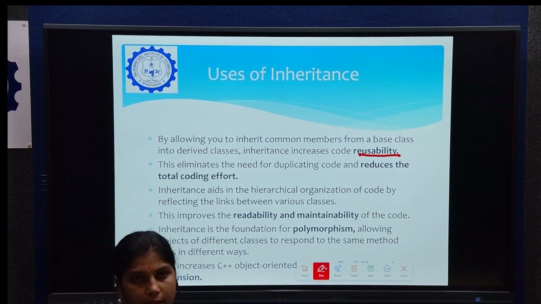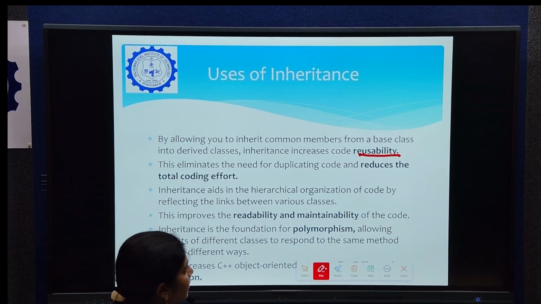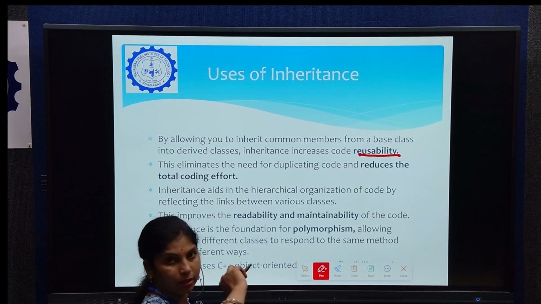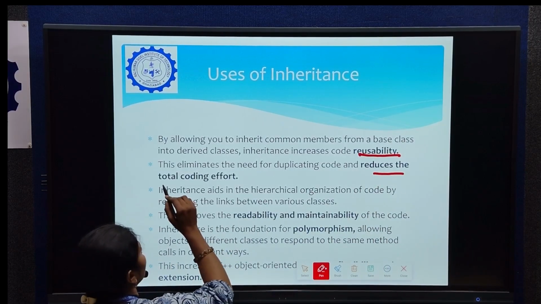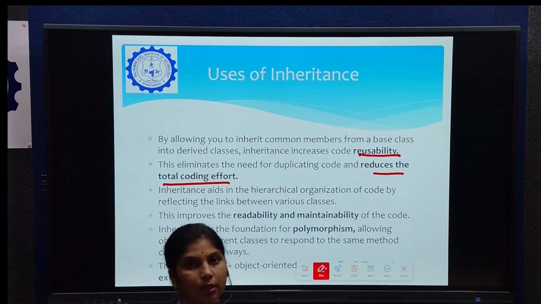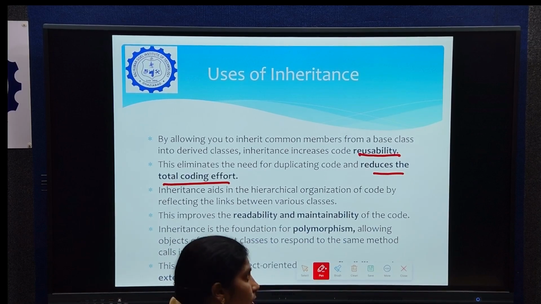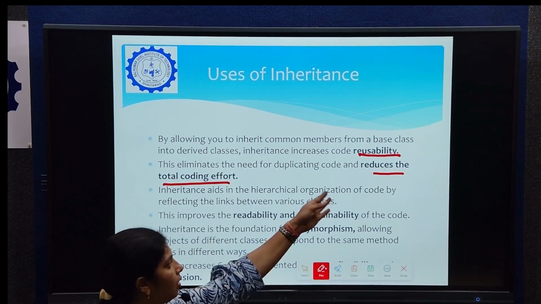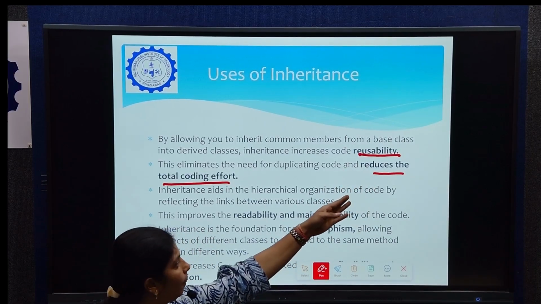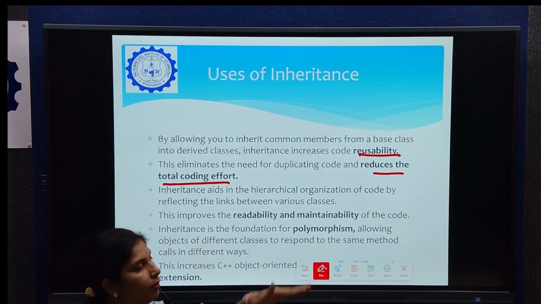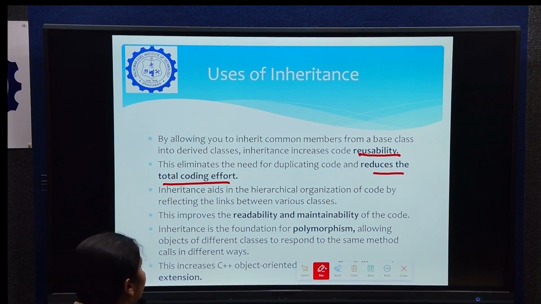Reusability of code is provided by inheritance. As reusability is increased, the number of times we need to write code and the effort reduce automatically. Both are inversely proportional to each other. If reusability increases, coding effort will decrease.